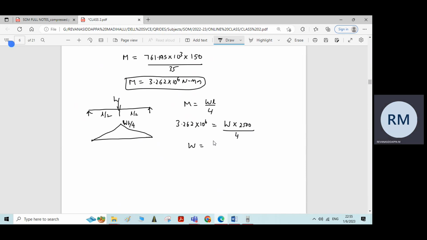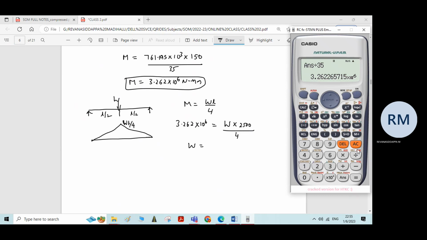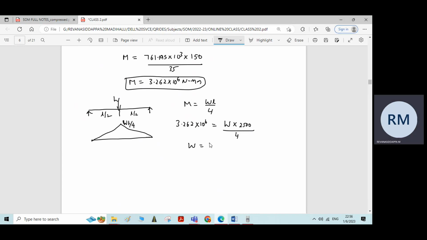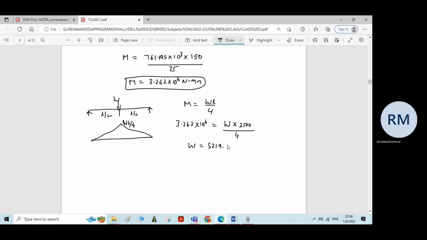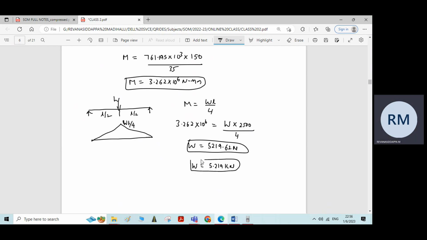Therefore, W is equal to 3.262 into 10 power 6 into 4 divided by 2500. The answer is 5219.62 Newton. In terms of kilonewton, the concentrated load is 5.219 kilonewton. Okay.